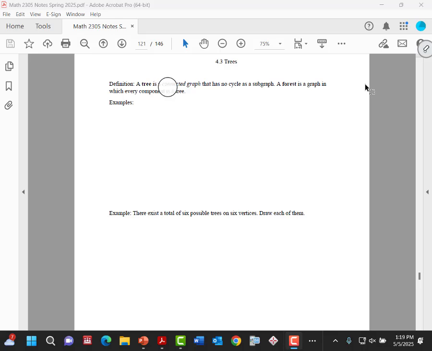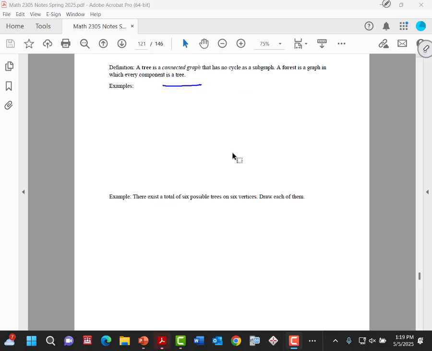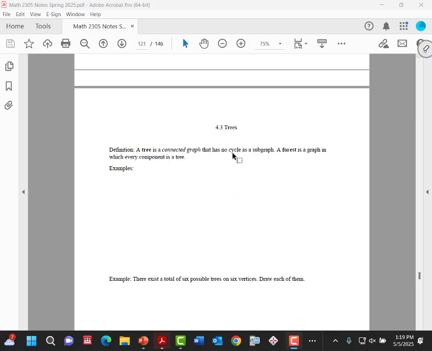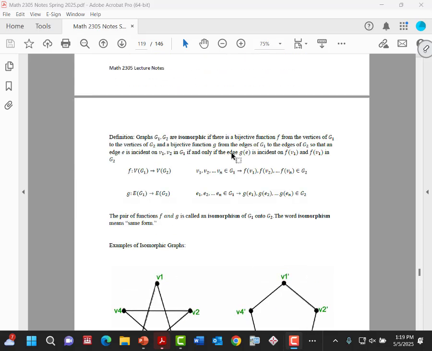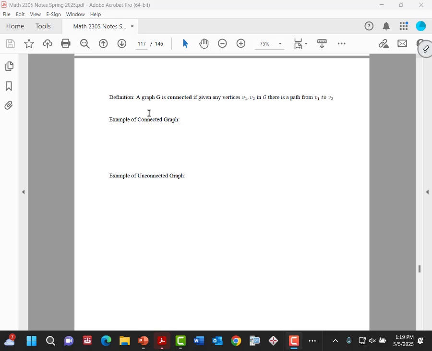Okay, so in the previous section, we defined what a connected graph is. Let me slide back up into the notes so we can recall what a connected graph is. A graph G is connected if given any vertices v1, v2, there's a path from v1 to v2. So what would an example of a connected graph be?